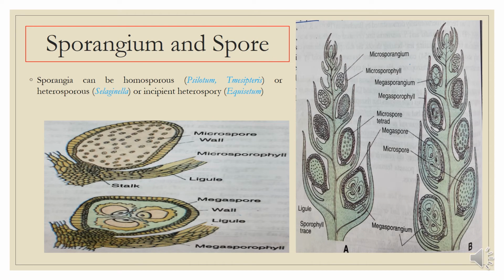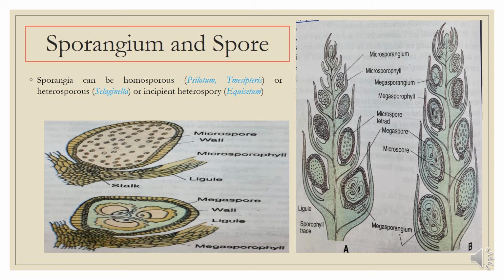So the sporangia are of two types. One is homosporous, where the size of the spores is equal. Another is heterosporous. In heterosporous species, they have two types of sporangia. One contains smaller spores, that is the microspores, and the other contains the megaspores.